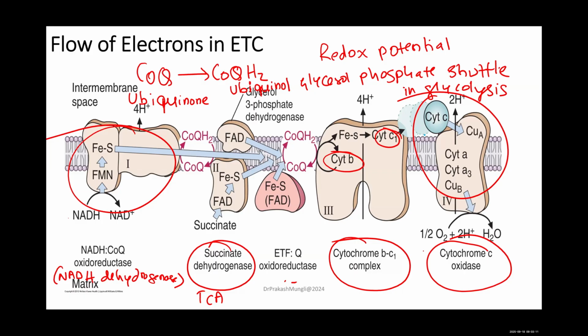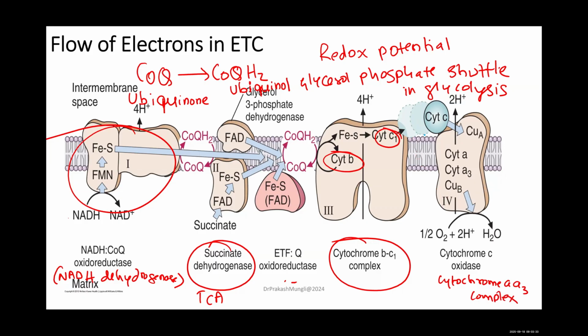And then some authors, instead of using the name cytochrome C oxidase, will write this as cytochrome AA3 complex. Why is it written cytochrome AA3? Just like complex 3 is written cytochrome BC1 complex because there is cytochrome B and cytochrome C1 inside, in the same way, complex 4 has cytochrome A and cytochrome A3. That's why it is written as cytochrome AA3 complex.